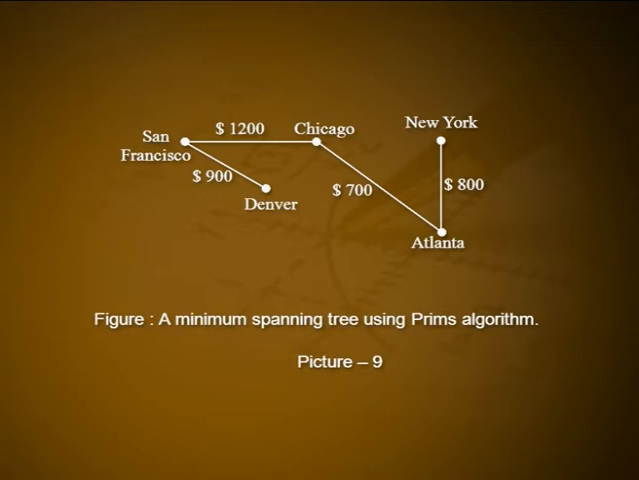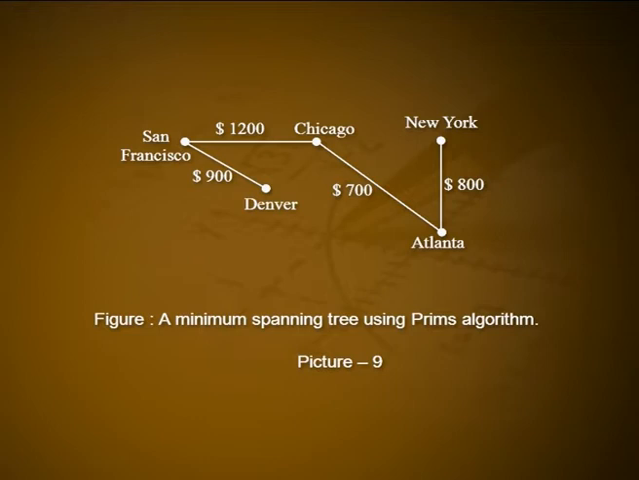The solution for this problem is, first we choose an edge with minimum weight, that is from Chicago to Atlanta with cost of $700. Now find the edge incident at either Chicago or Atlanta which is having smallest weight, that is the edge Atlanta, New York with cost of $800. Next we have the edge Chicago to San Francisco with cost of $1,200. Next choose the edge San Francisco to Denver with cost of $900.